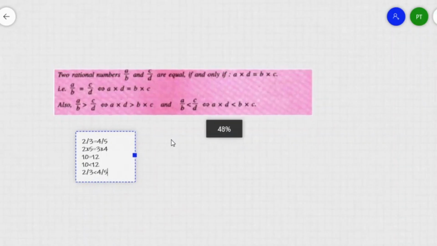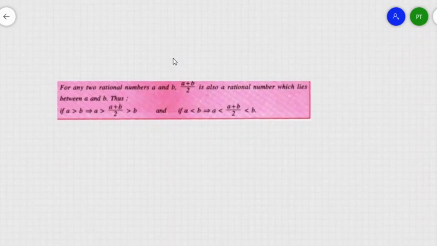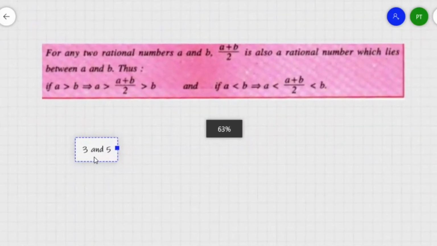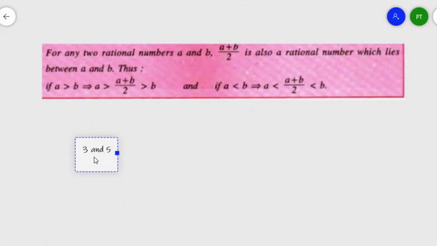Now the second condition which we learned was this one. For any two rational numbers A and B, A plus B by 2 is a rational number. So let's just choose two rational numbers A and B. A and B can be 3 and 5. Choose two numbers 3 and 5. According to this condition, it's A plus B by 2, and here A will be 3 and B can be 5. So let's follow this condition.